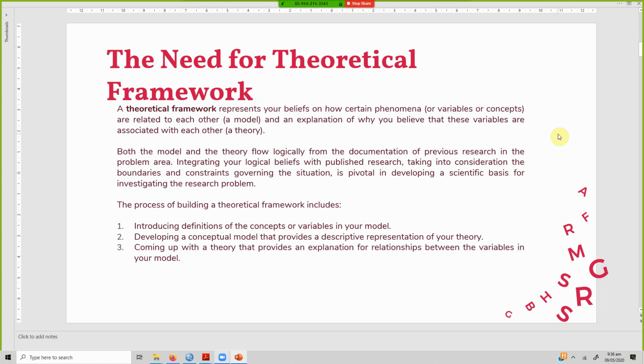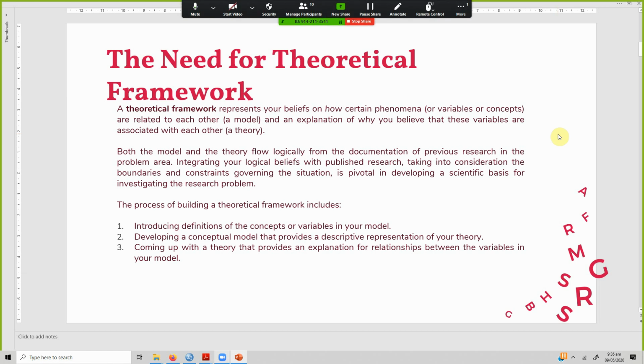The process of building a theoretical framework includes three things. The first is introduction of the concept. And how do you do this? You introduce the definitions of the concepts or variables in the model. So you introduce the variables of your study by introducing their definition. What are those concepts? What is the meaning of those concepts?